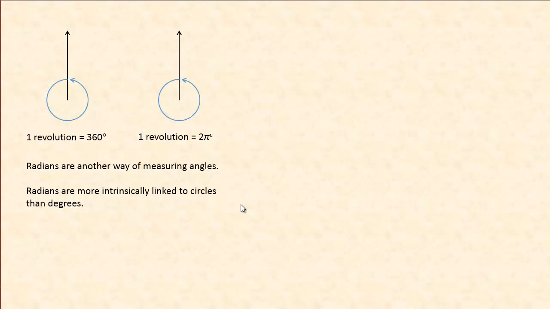Radians are more intrinsically linked to circles than degrees. After all, the circumference of a circle is given by the formula 2 pi r. So that's 2 pi times the radius, and of course a revolution is 2 pi radians. So there is that link between radians and circles.